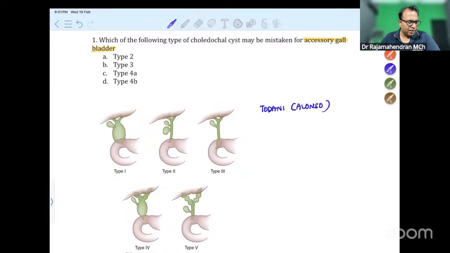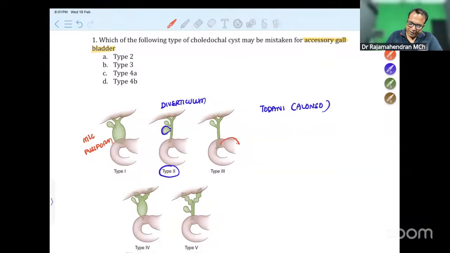So the answer here is type 2 choledochal cyst. Can you see? It is looking like a diverticulum. So type 2 is a diverticulum from the bile duct, and a diverticulum looks like an accessory gallbladder. The most common type is fusiform dilatation as shown here.